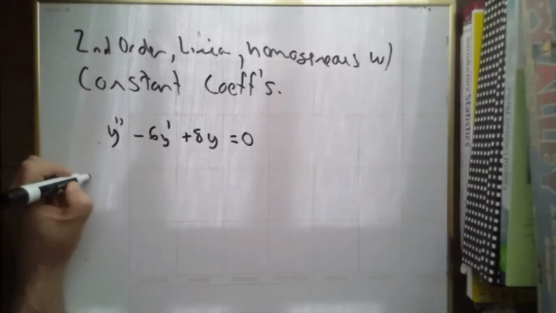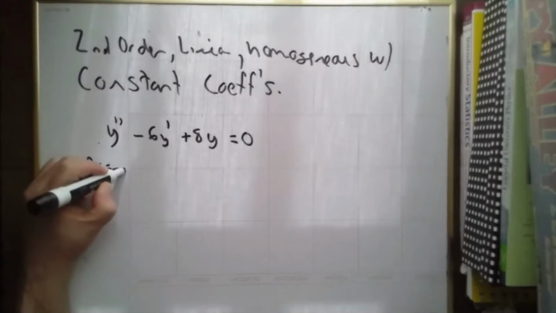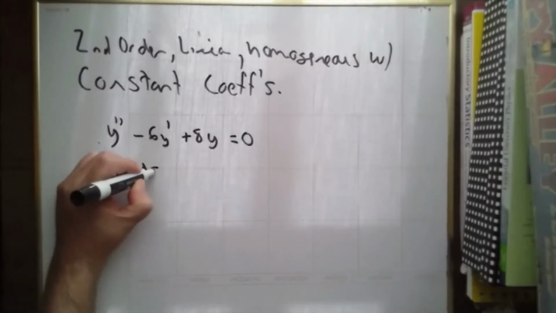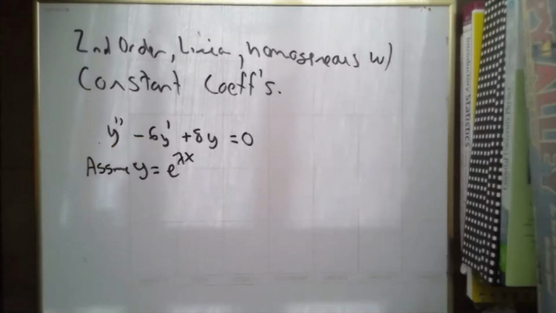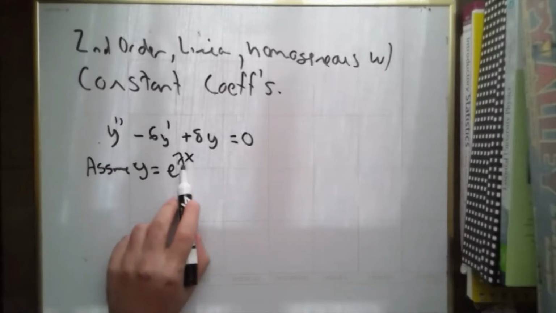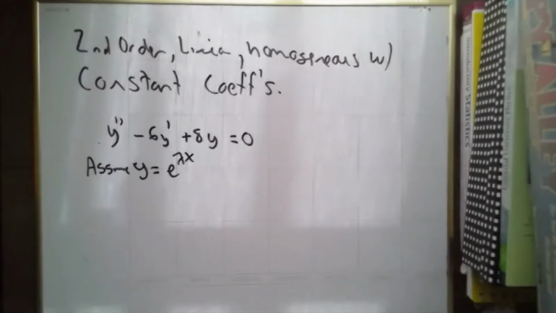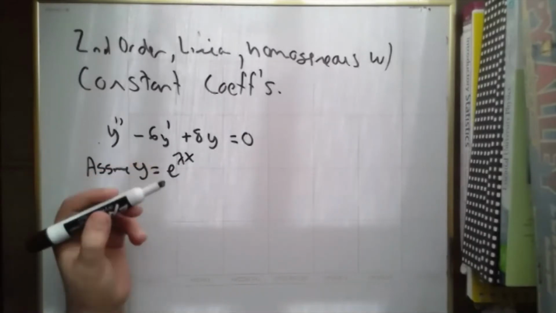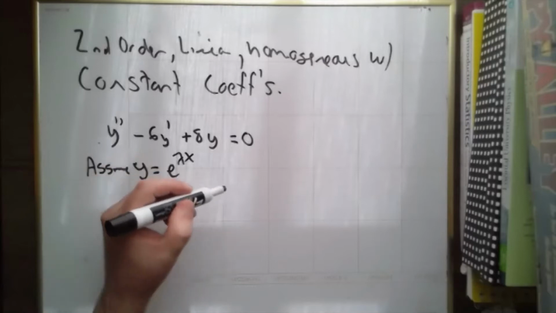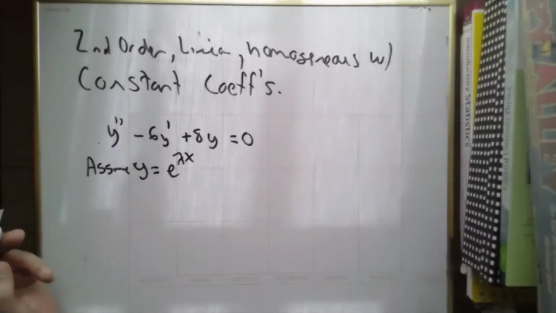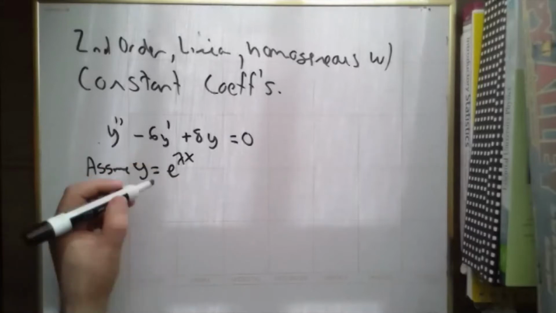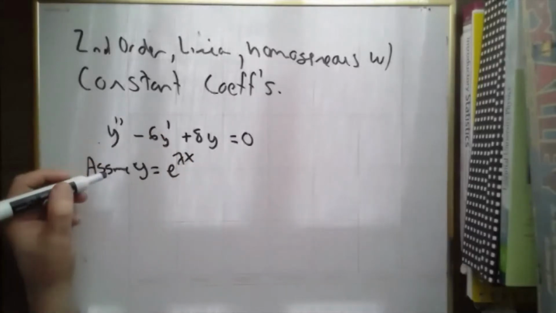Then we assume our solution is of this form, e to the lambda x. Or when I learned this, we used s up there, e to the sx. My s's look too much like 5s, so I tend to not use s, but that's fine. Some people use k, e to the kx. Perfectly fine. I don't care what parameter you use there. So we assume we have a solution that looks like this.